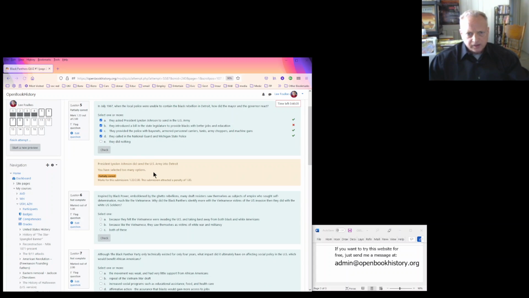And now it tells them right away that they selected too many options. It's not that many. It tells you which one is wrong, okay? So here we could deselect this one here. They did not introduce a bill in the state legislature to provide blacks with better jobs and education. And now this time they know they're going to have it 100% right. So even when they get the question wrong, when the question is over, they're going to know the answer in the end.